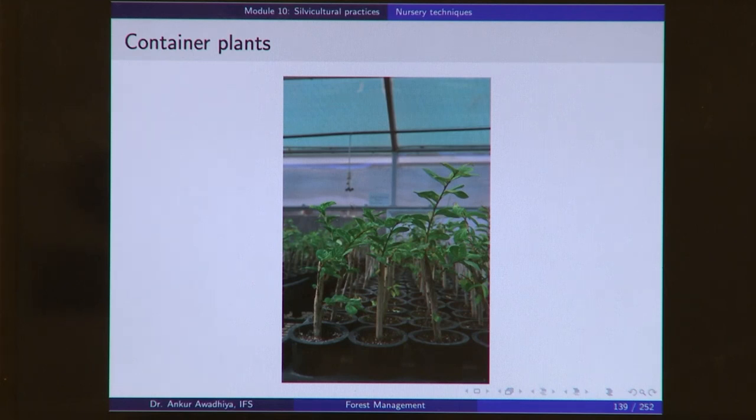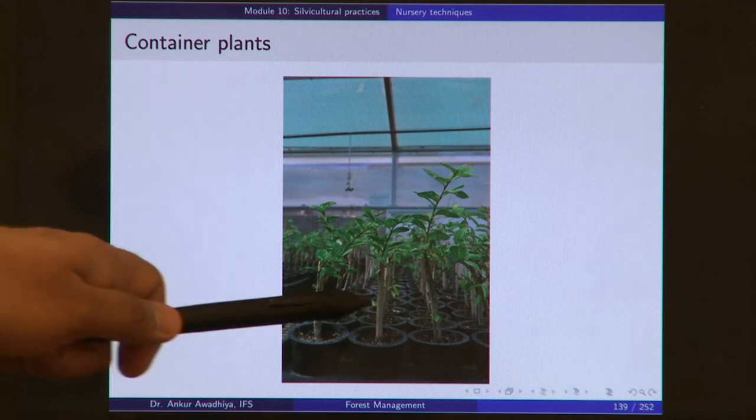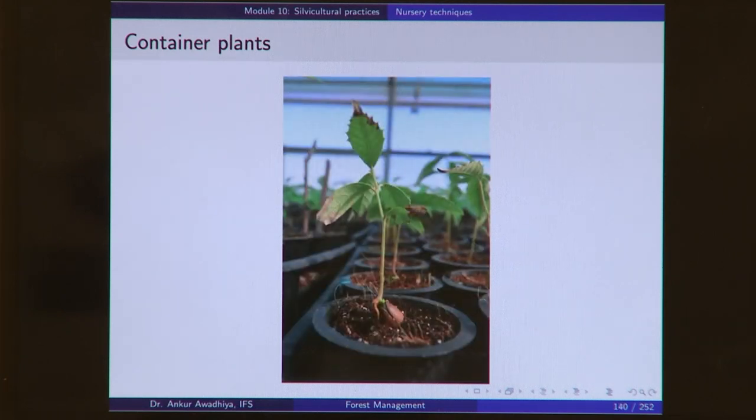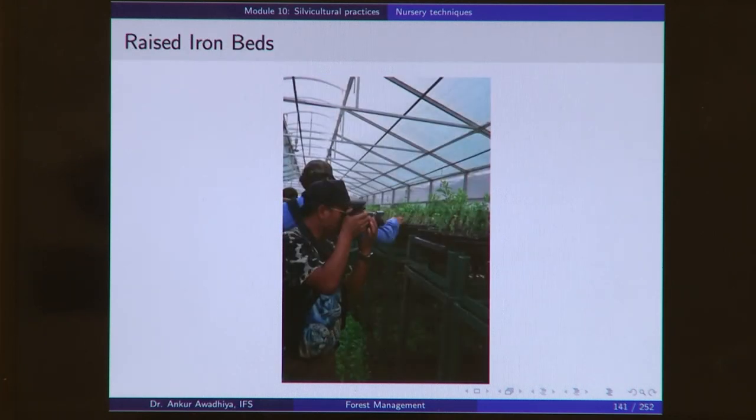This is the raising of plants in containers. Now, a container is a plastic pot-like structure, and all of these are of standardized sizes and standardized shapes, and in this case the mechanization of plant growth or plant production becomes easier. So, this is a plant that is growing in the container.